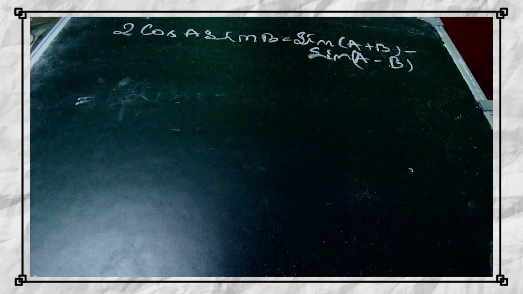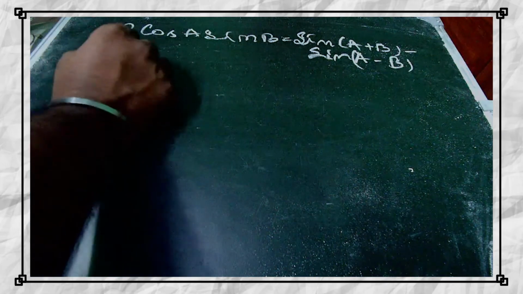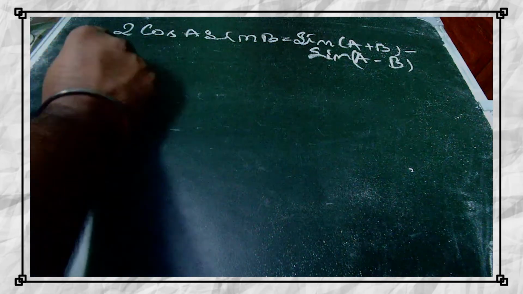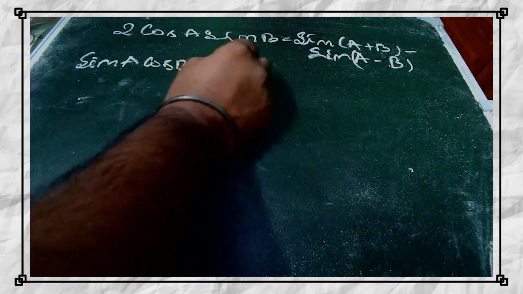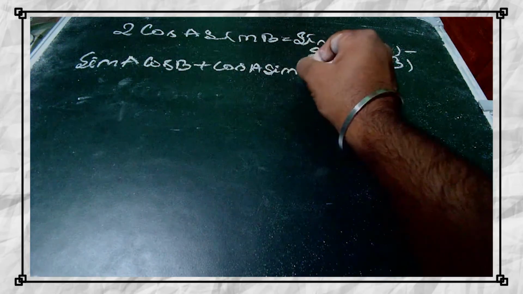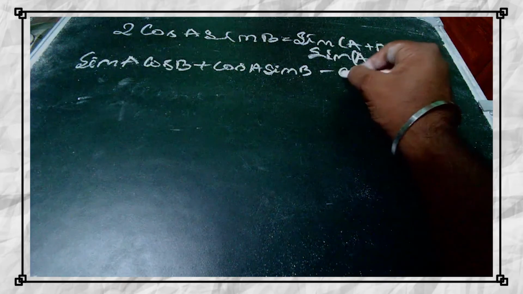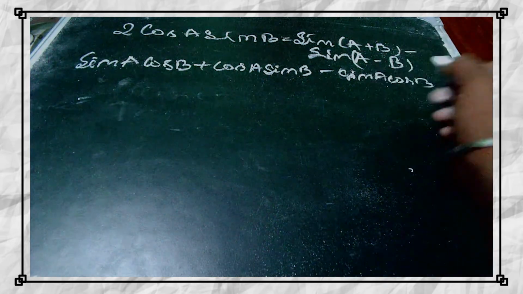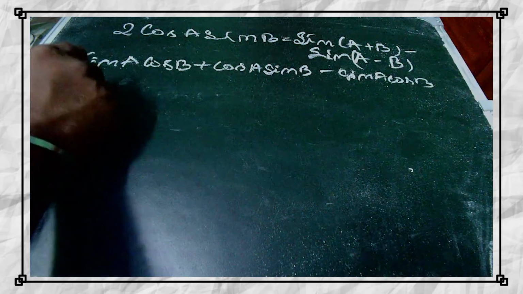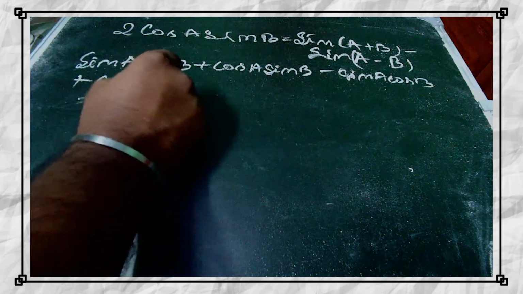Now let's see how this formula is derived. Sine of A plus B we can write as sine of A into cos of B plus cos of A into sine of B, minus sine of A minus B, which we can write as sine of A into cos of B, and minus minus becomes plus, so it will be plus cos of A into sine of B.